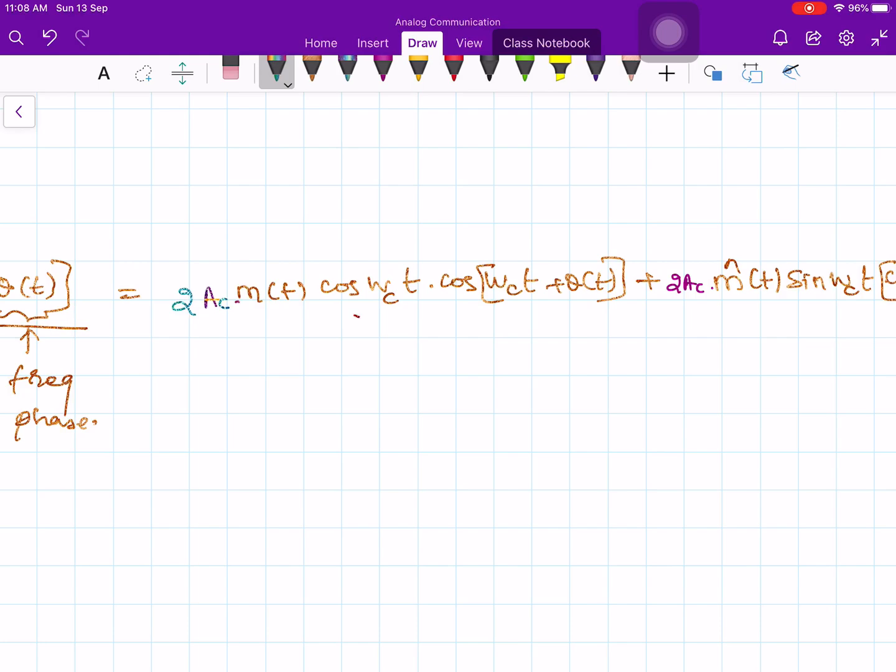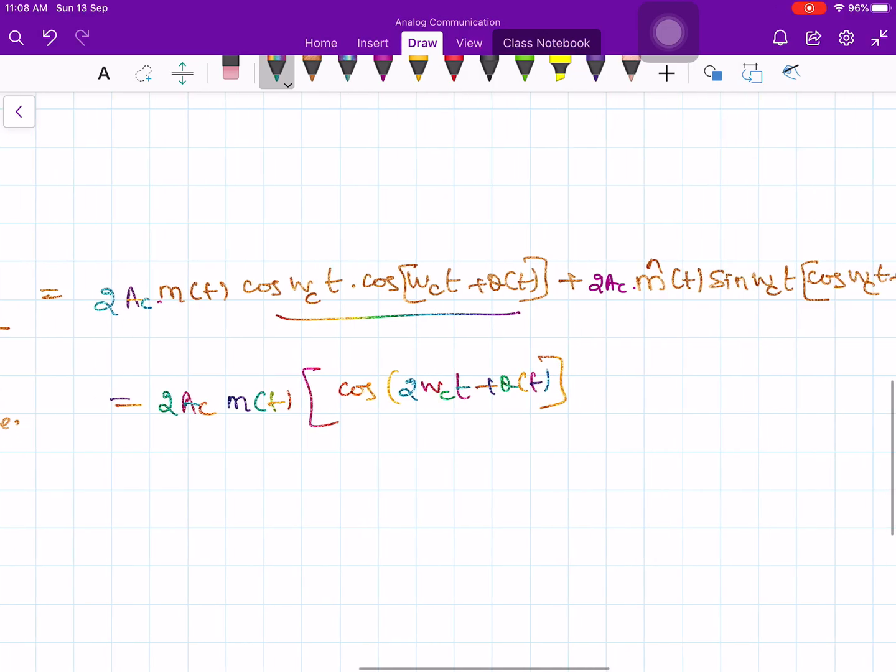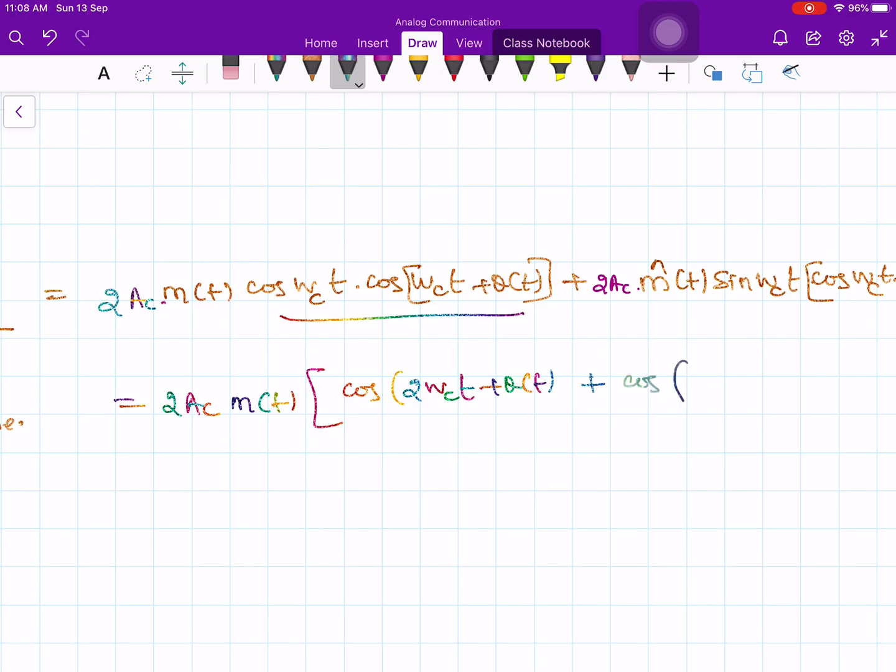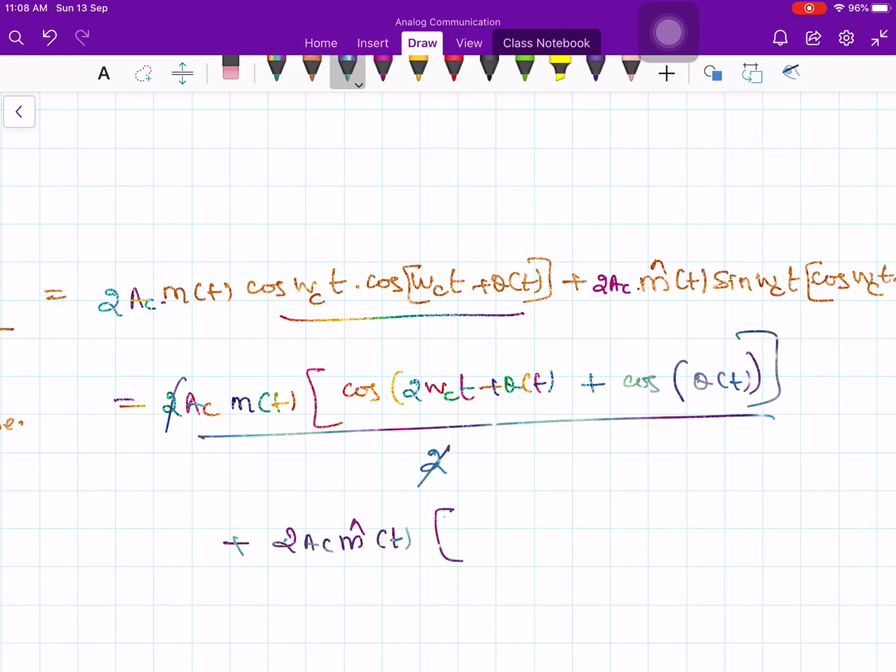Now cos A cos B is cos of A plus B plus cos of A minus B. Therefore 2 times AC m of t multiplied by cos of A plus B, that is 2 omega ct plus theta of t, plus cos of A minus B, that is theta of t. This is the first term, divided by 2. This 2 and that 2 will get cancelled, plus 2 AC m cap of t sin A cos B.